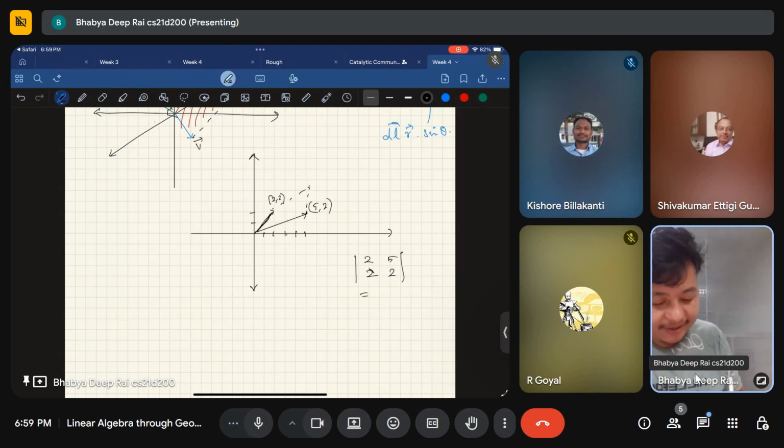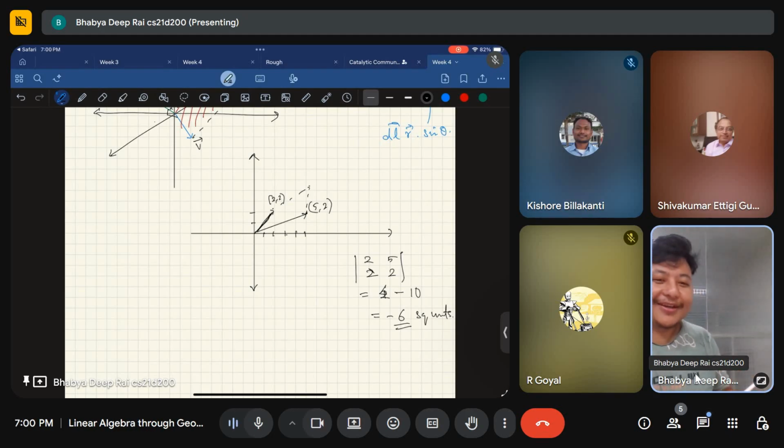So let's multiply. What do I have? 2 times 2 is 4, minus 2 times 5 is 10. So 4 minus 10, which is minus 6 square units. This is correct, no?